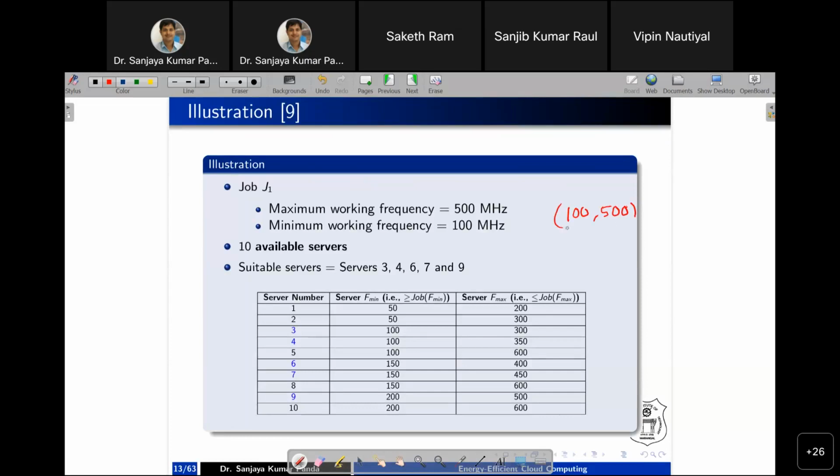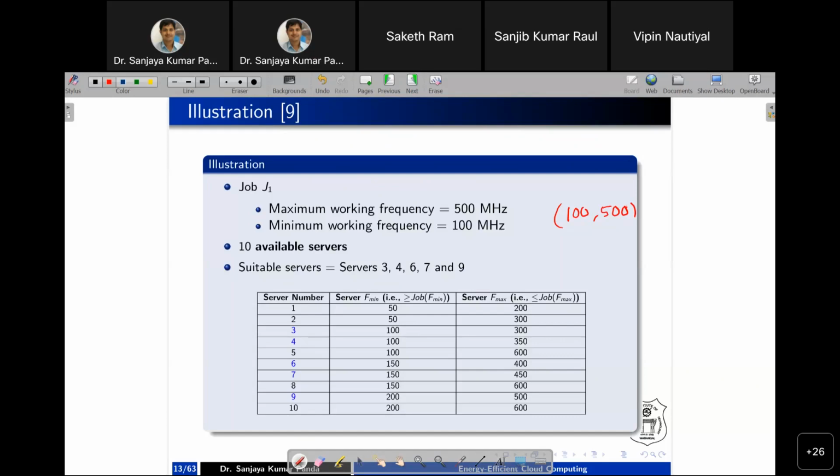And let us assume that you have a list of servers. These servers are, let's say, available in Amazon Web Service. There are 10 available servers in this list. Let us take an example of 10 servers. So what I have to check? I have to check both inequalities which I told you in the previous one. You have to check the minimum frequency of the server and job, and the maximum frequency of the server and job, and see whether both inequalities are satisfied or not.